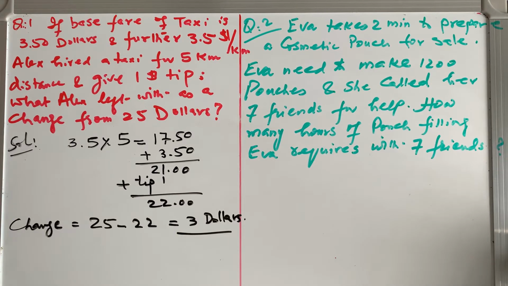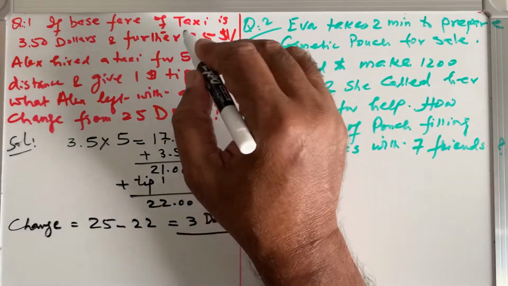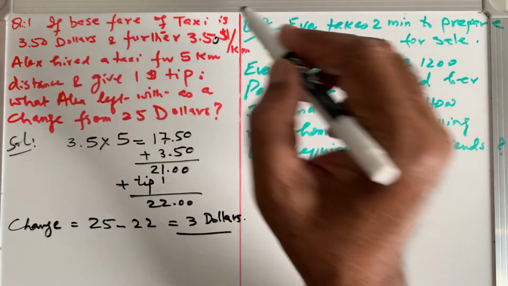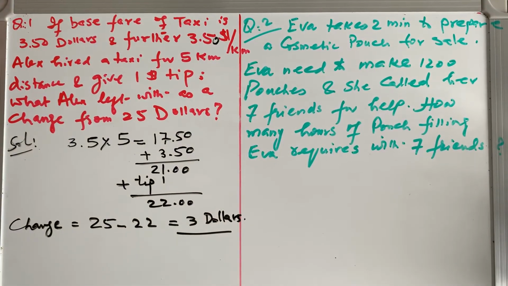So you can read it again. If the base fare of the taxi is $3.50 and further $3.5, like when we say $3.5, it means $3.50 per kilometer. Alex hired a taxi for a 5 kilometer distance and gave a $1 tip. What was Alex left with as change from $25?